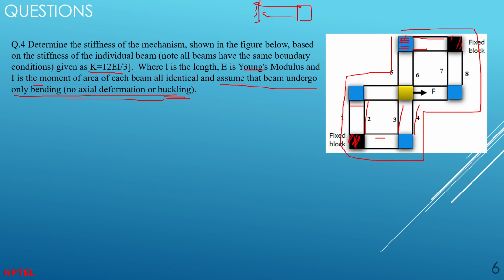So how many beams can go for bending? You can see these beams carry axial forces, so there won't be any bending there because the force is applied like here. There is one beam because it can bend like this: 1, 2, 3, 4. Then there is another beam which is 5 here, and then beams 6, 7 and 8. There are only 8 beams which can go for bending. You need to find the stiffness of the mechanism when each beam stiffness is given like this. And your option is definitely like this.